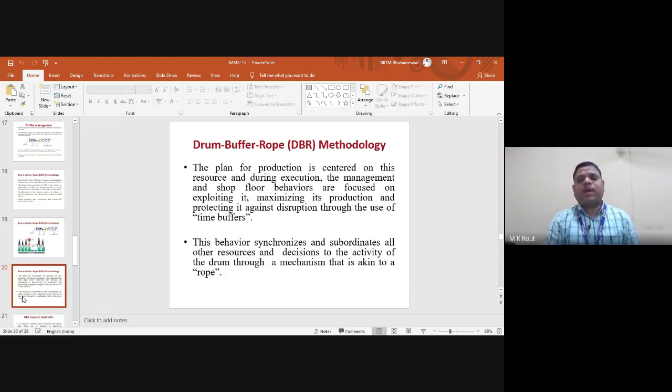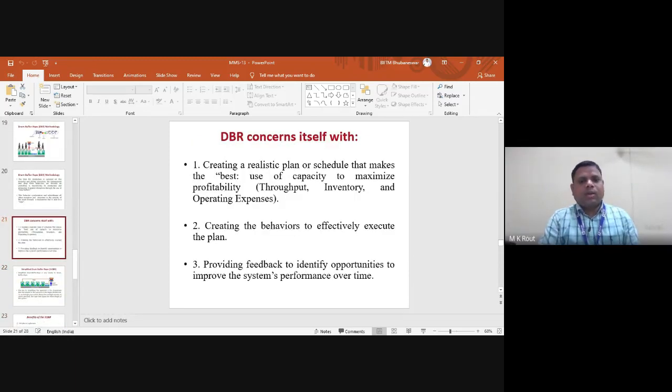Next, this behavior synchronizes and subordinates all the other resources. The decisions relate to the activities of the drum through a mechanism akin to a rope. Moving to the next one. Drum buffer rope concerns itself with creating a realistic plan and schedule that makes best use of capacity to maximize profitability, in the form of throughput, reduced inventory and reduced operating expenses. The next is creating the behavior to effectively execute the plan.